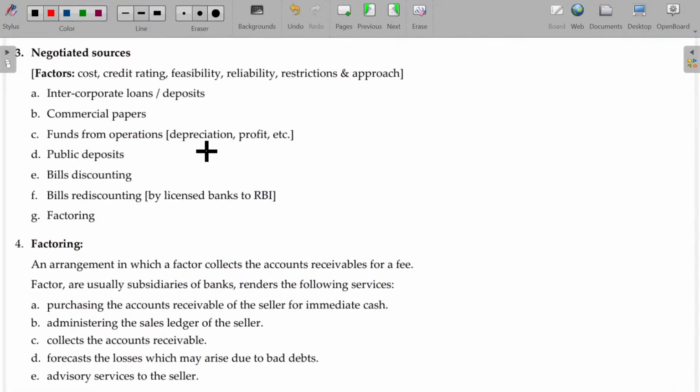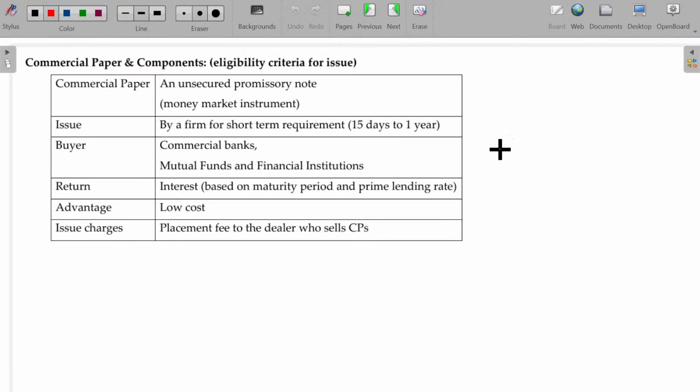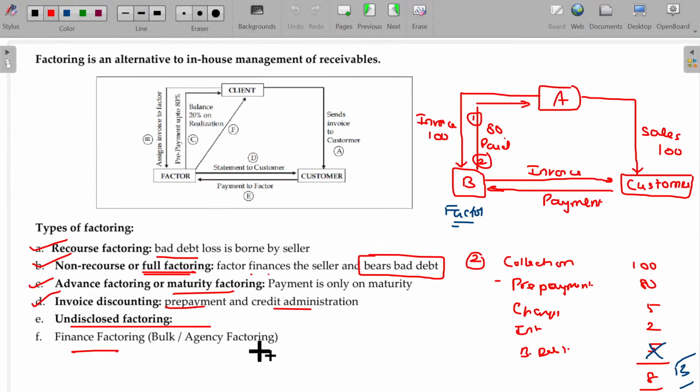So, in factoring, an arrangement in which a factor collects the accounts receivable for a fee. Other things I have already explained, the same is available here, and the advantages also. How can we decide whether factoring is good or not? You have to find out what factoring commission they demand and what interest they charge. So we have these two costs: interest as well as charge.